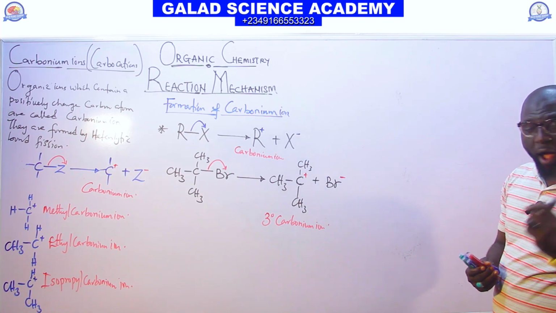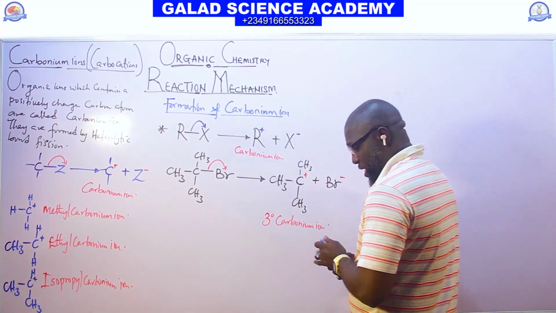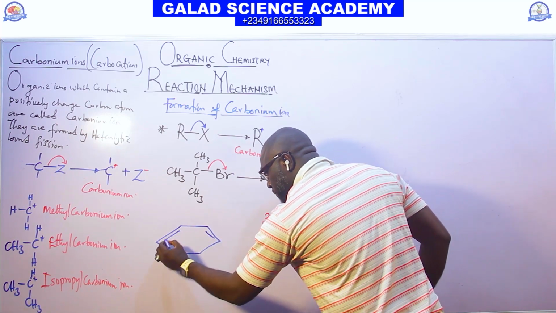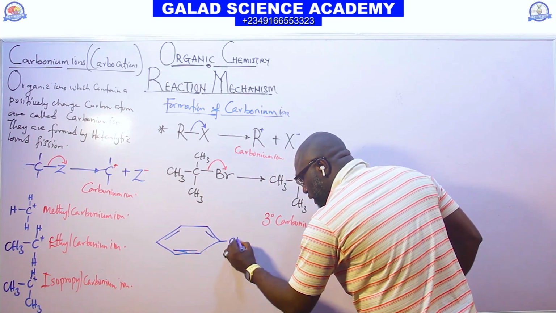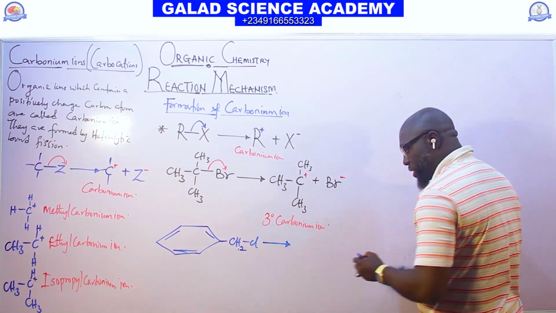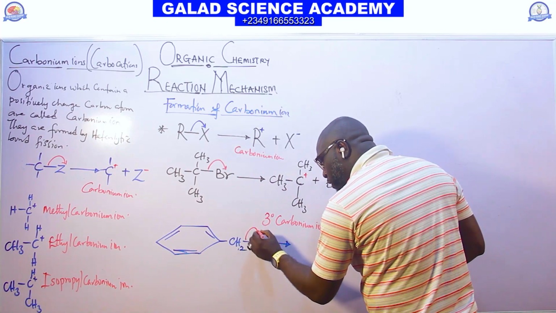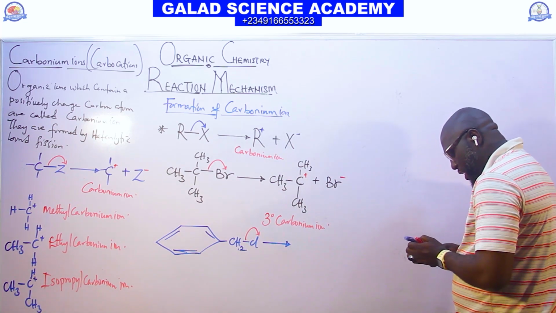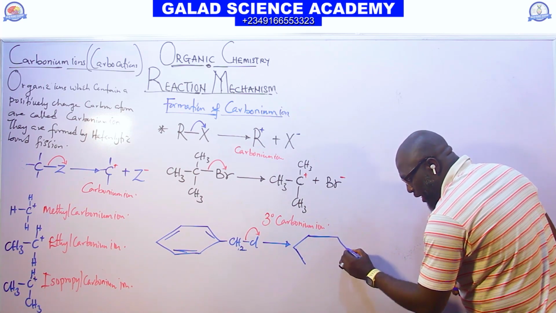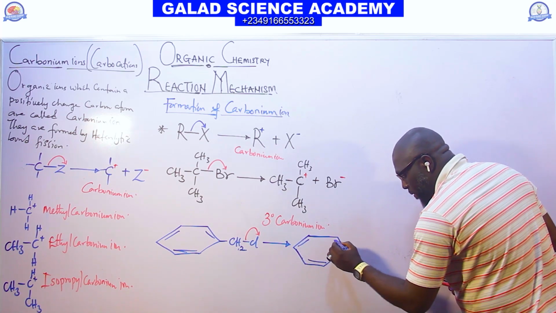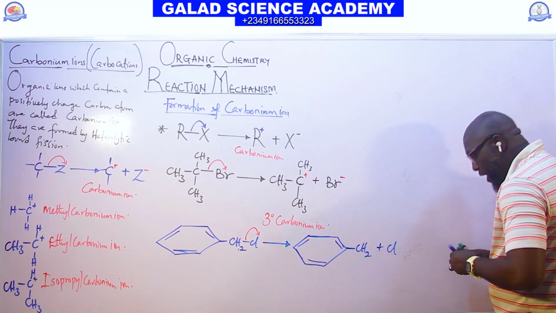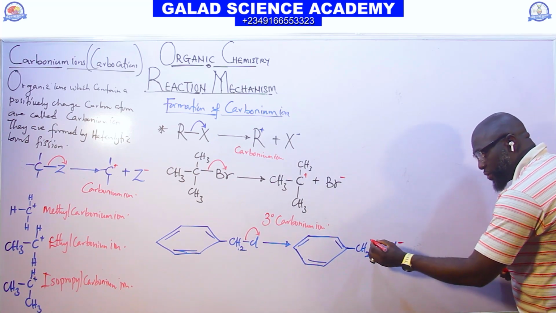Let me give you one example of an aromatic. Assume we have a benzene like this, and this benzene contains CH2Cl, to form a carbonium ion. And what happens here? This bond will shift to chlorine. When the bond shifts to chlorine, the benzene will give us this kind of structure: we have CH2 plus, and chlorine here will become negative, and here we have plus.